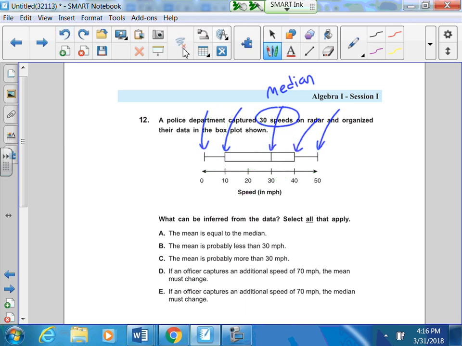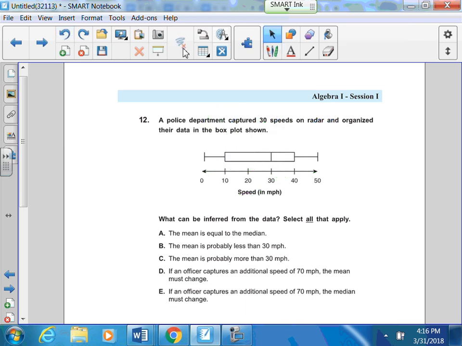So what a box and whisker plot does is it takes your data and breaks it up into basically four groups, and you have the same number of speeds in each group. So you have about 7.5 here, you got 7.5 here. I'm getting 7.5 by dividing 30 by 4. Okay, you've got 7.5 recorded here and 7.5 recorded here.